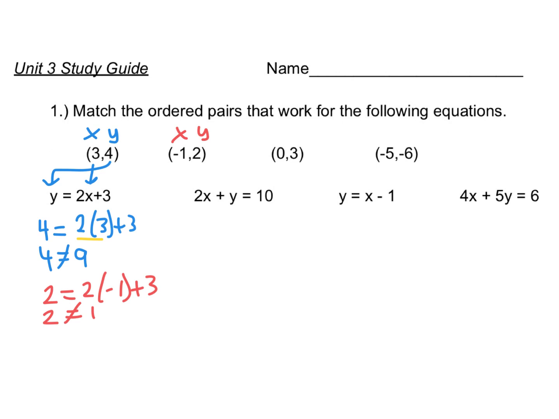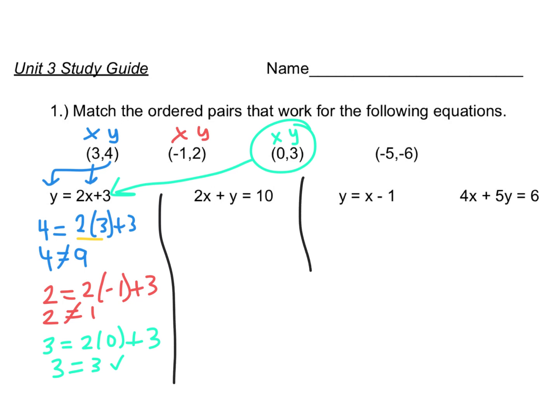Okay, moving on. I'm going to sub in the next one, the x and the y. I put a 0 in for x and a 3 in for y. So 3 equals 2 times 0, plus 3. This one's going to work because 2 times 0 is 0, and 0 plus 3 is 3. So 3 equals 3. Yay, we found one. Okay, so this ordered pair works for this equation. So you would continue this pattern of work for each equation.